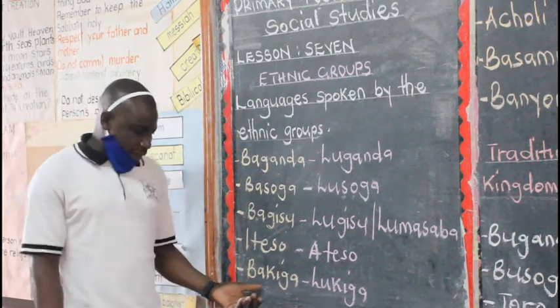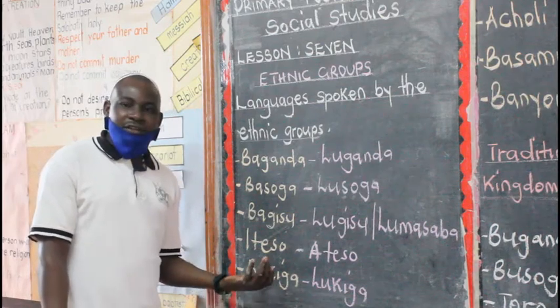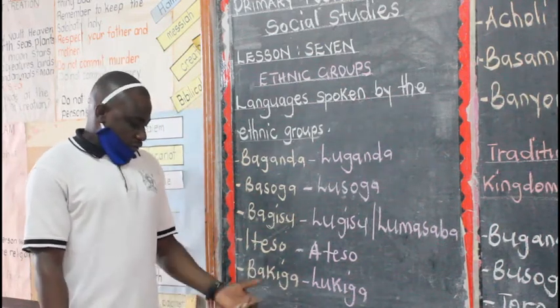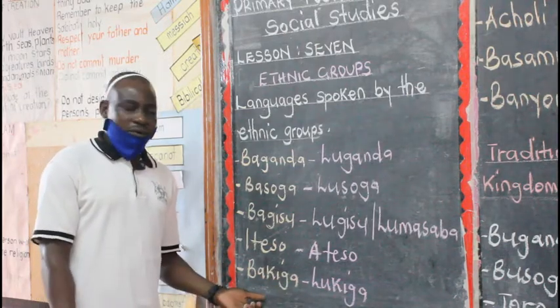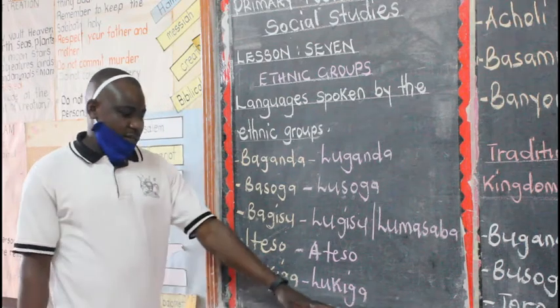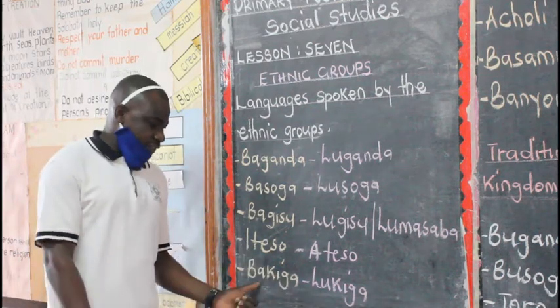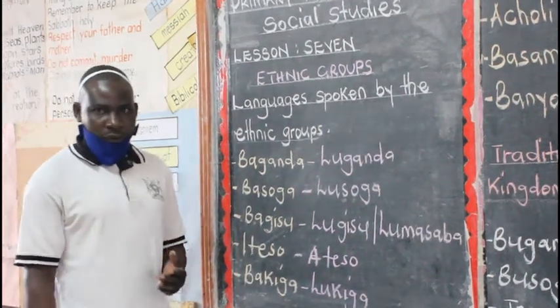Then you have the Bachiga. The Bachiga are under the Bantu ethnic group. So the Bachiga, where do you find the Bachiga in Uganda? Western part of Uganda. What's the language? The language used there is Ruchiga. So the tribe is Bachiga, then the language is Ruchiga. I hope you are following.